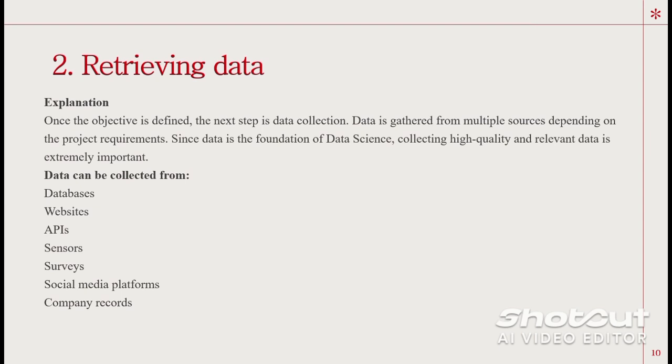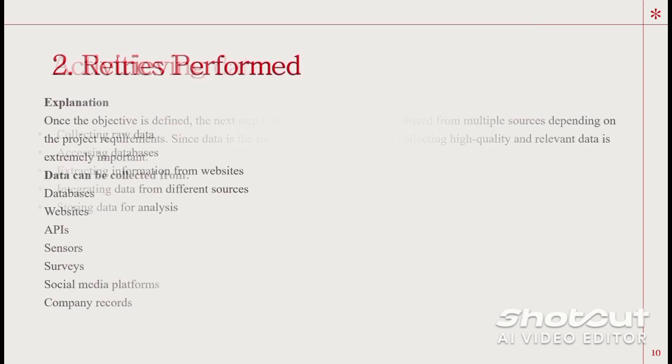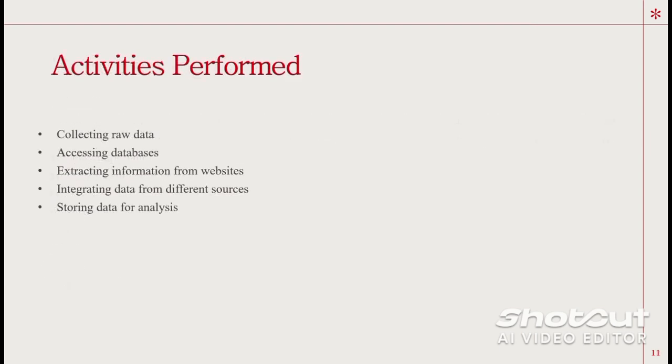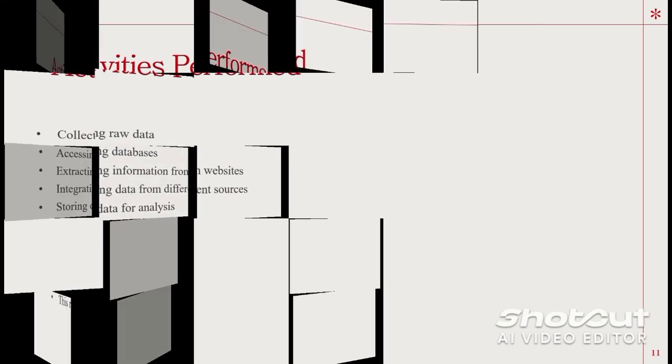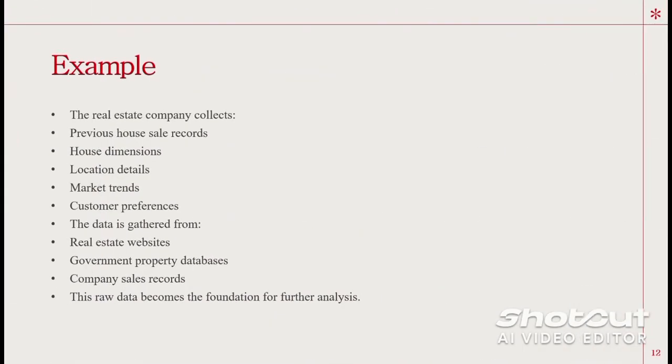The activities involved in this stage include collecting raw data, accessing a database, extracting data from websites, combining data from multiple sources, and storing the data for analysis. In our house price prediction example, the company collects previous sales records, house dimensions, market trends, customer preferences, and location details. This information may come from real estate websites, government websites, and company records.